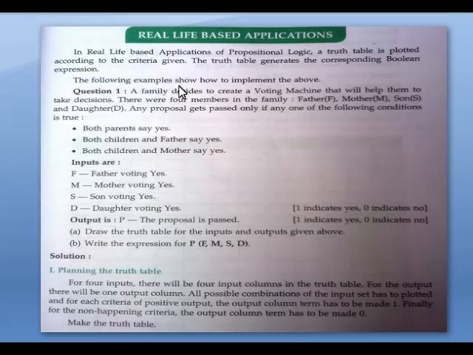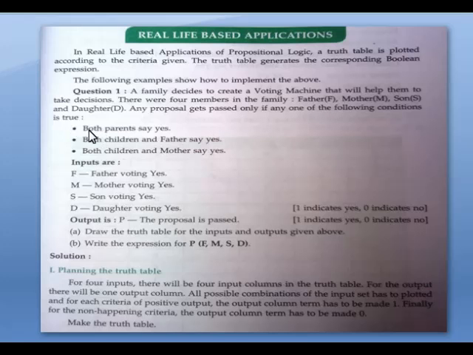Question number 1. A family decided to create a voting machine to help them take decisions. There were 4 members in the family. Okay, 4 inputs. The first one is father, second is mother, third is son, and fourth is daughter. So these are the 4 inputs. Okay, when you are reading the questions, you have to listen carefully. Any proposal gets passed only if any one of the following conditions is true. So these are the conditions.